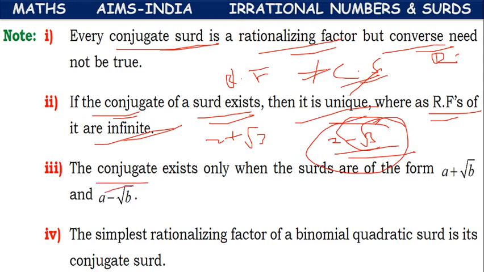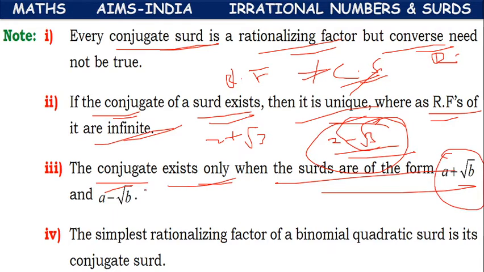So, the conjugate surd will exist only when the surds are in the form of a plus root b or a minus root b. Means first a rational number, next a surd, combined by addition or subtraction. If they are in that form, then only the conjugate surd will exist. For other forms, the conjugate surd will not exist.